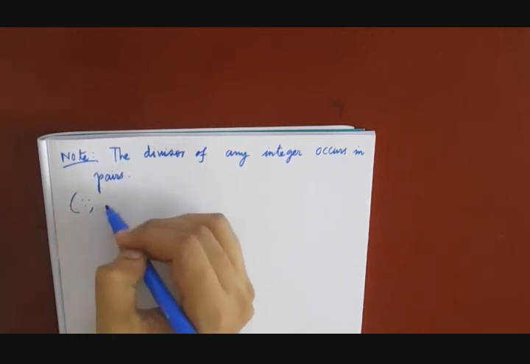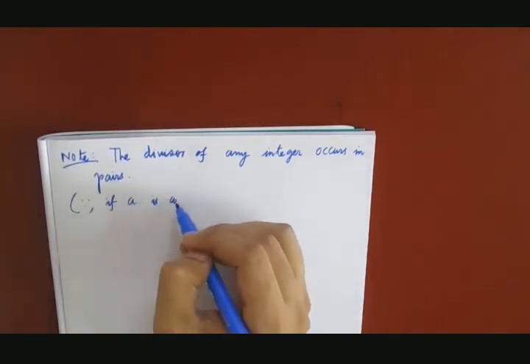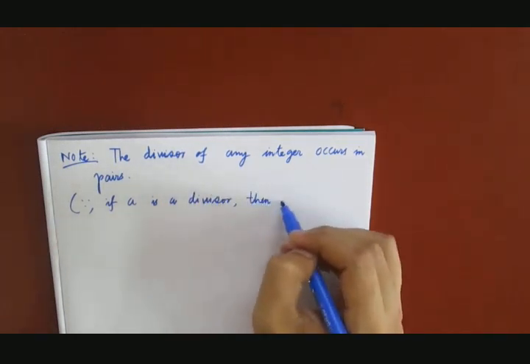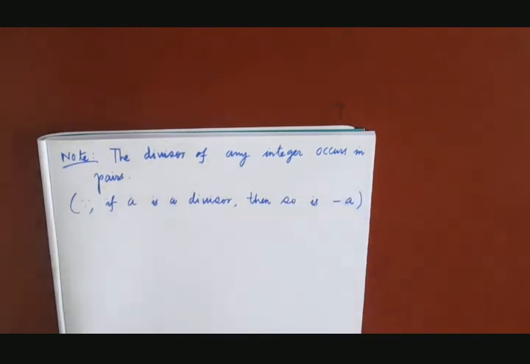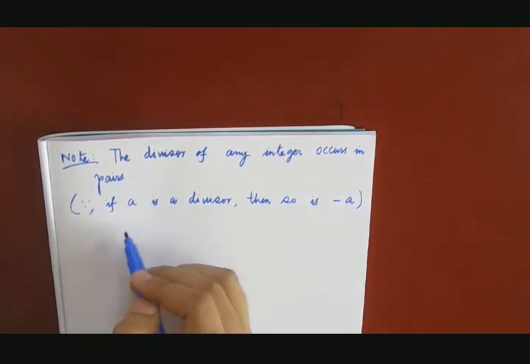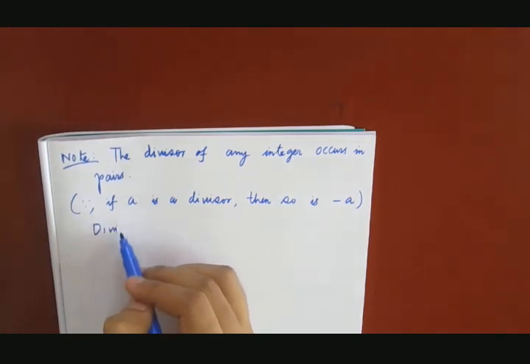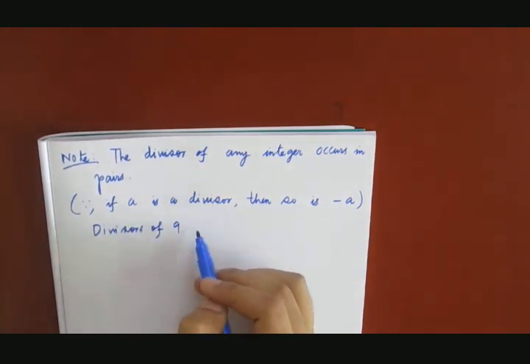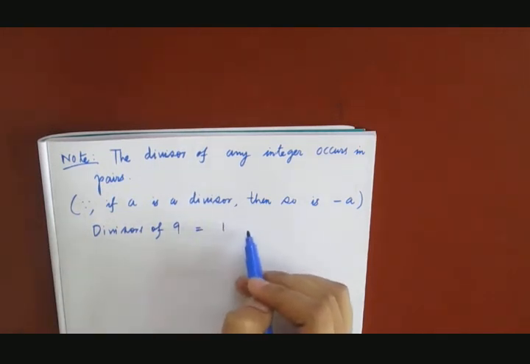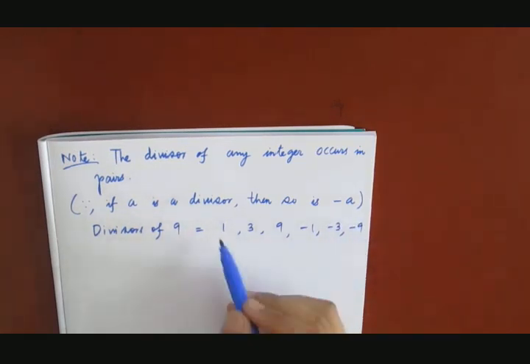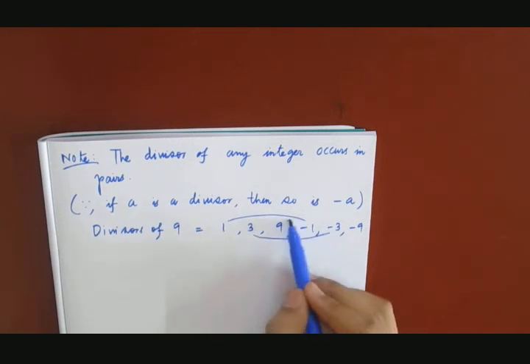Why? Since if A is a divisor, then so is minus A. Do you agree with me? If A is a divisor, then so is minus A. So the divisors will always occur in pairs. For example, the divisors of 9. What are the positive divisors of 9? 1, 3 and 9. And what are the negative divisors? Minus 1, minus 3, minus 9. So the divisors will always occur in pairs.